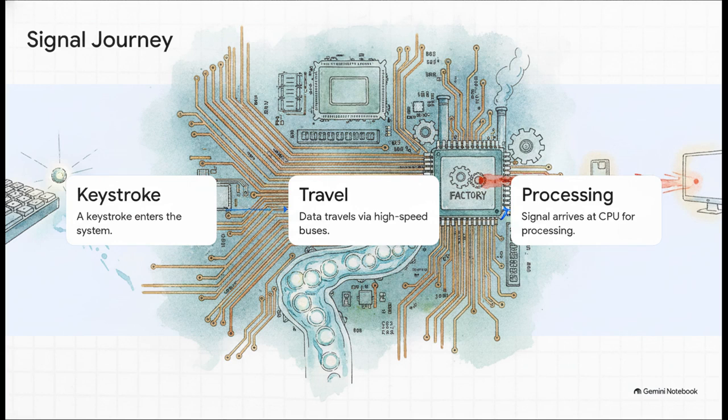Let's actually track a single piece of data to see how this all choreographs into action. Step 1, a keystroke enters the system. Step 2, that tiny packet of data merges straight onto those high-speed buses we just talked about. And step 3, it arrives at the CPU factory for processing. The CPU decides what that keystroke means and immediately fires a new signal out, maybe down to the GPU loading docks, just to display a single letter on your monitor. And the crazy part, this entire journey happens in a fraction of a millisecond.